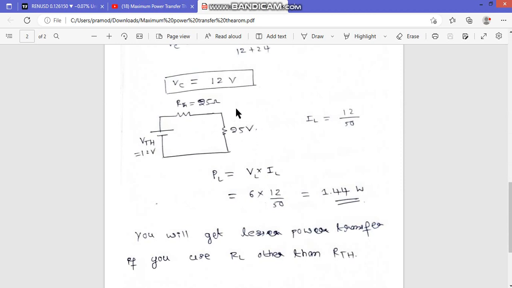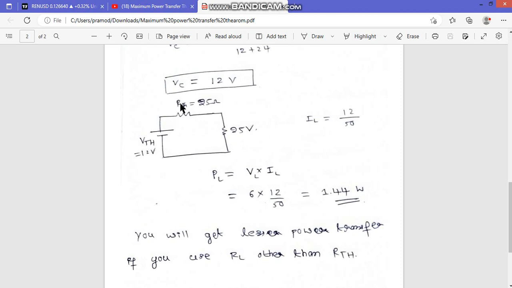Now you have to replace your RL with the same value as your RTH, so that the power transferred to this load becomes maximum. So what is power transfer? What is the formula for power? VI, right? So in this case, VL into IL. VL is the voltage drop across your load resistor.